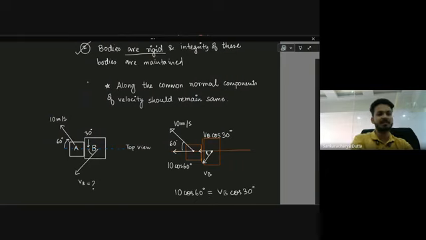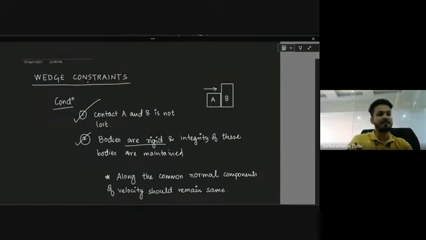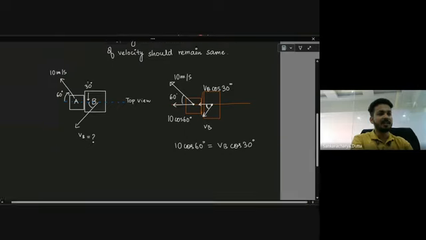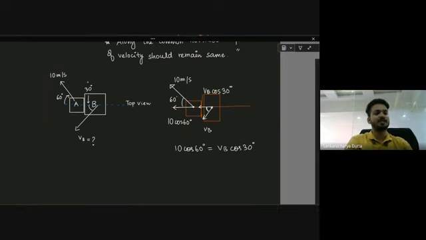You cannot say VA equal to VB. That is only true for the most basic case where both of them are traveling in the same direction. But if you have situations like this, this is what you have to follow. Along the common normal, find out the components of velocity and then make them the same.